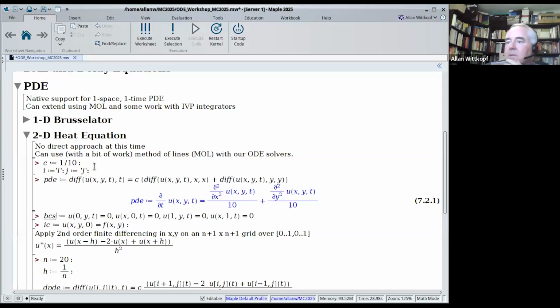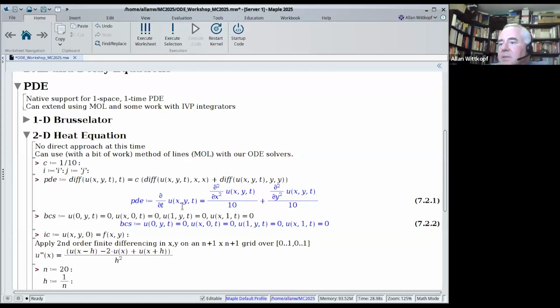It's pretty straightforward. Standard heat equation, first derivative of U of X, Y, and T with respect to time is equal to the diffusion constant times essentially the sum of the second derivatives of the concentration or the heat. And our boundary conditions, we're going to pick the simple ones, which are that all along the boundary, we've got 0.